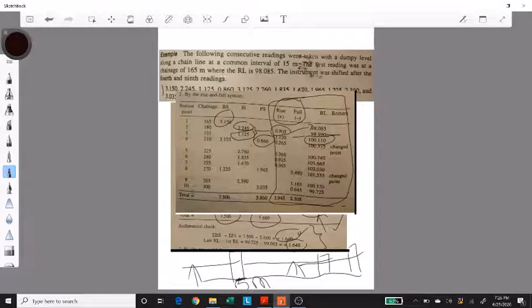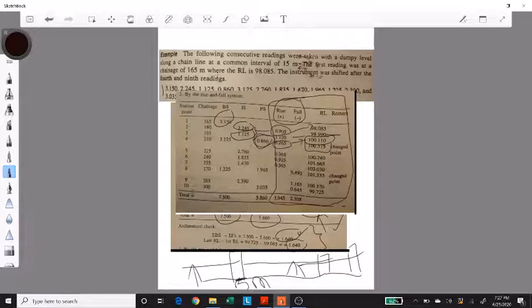So now for the next point, by subtracting 0.860, which is the foresight, from the previous reading, which is the intersight, we get again a rise. We will add this rise in the reduced level 100.110, so that we get the reduced level of the change point, which is 100.375. Now this is when you change the location of the instrument.